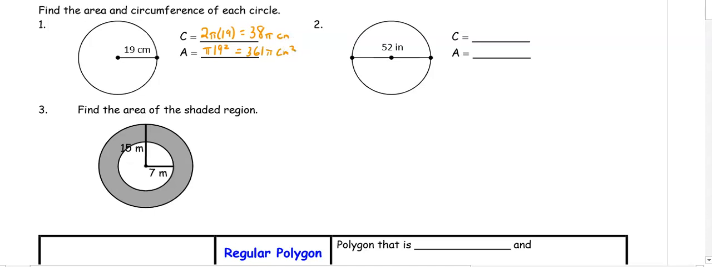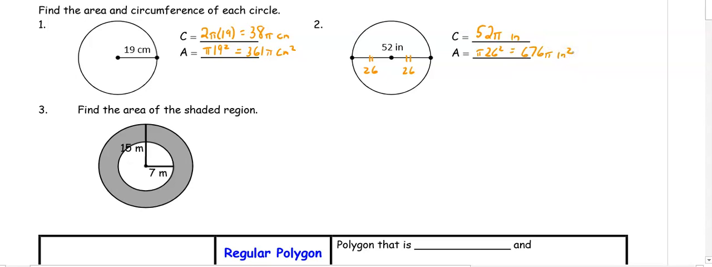In number two, we have the diameter, which makes our circumference really easy, just 52 pi inches. For the area, we need to know what our radius is. Remember that there are two radii that make up a diameter, so we can split that in half. So our radius is 26 and 26. So we would have pi 26 squared, which gets us 676 pi inches squared.